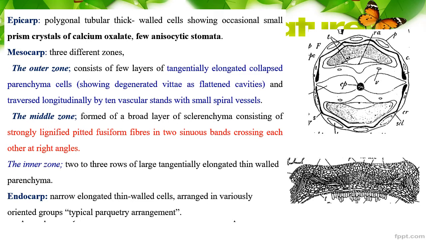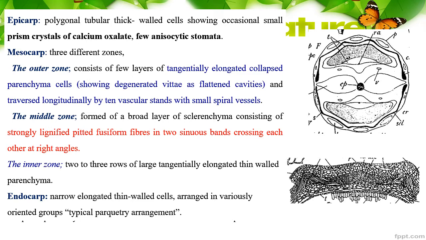First, the outer zone consists of tangentially elongated collapsed parenchyma cells with degenerated or reduced vittae cavity, traversed by longitudinally thin vascular bundles with a small spiral vessel. A thin vascular bundle under each primary ridge. We have 10 primary ridges, so we have 10 vascular bundles.